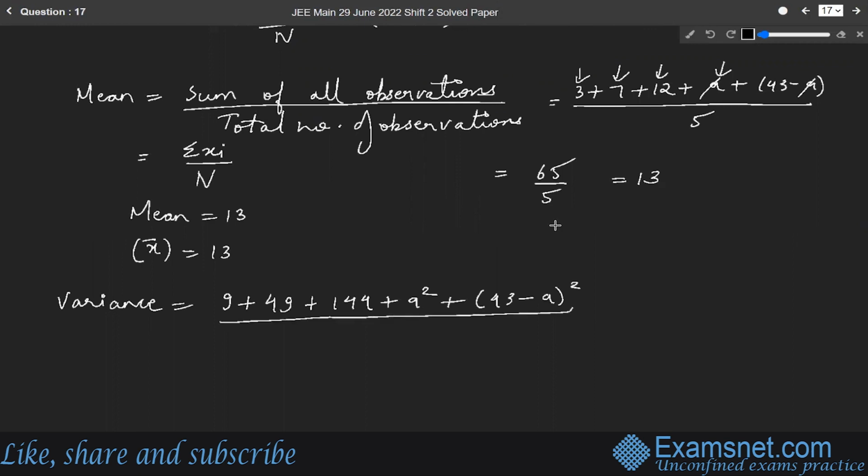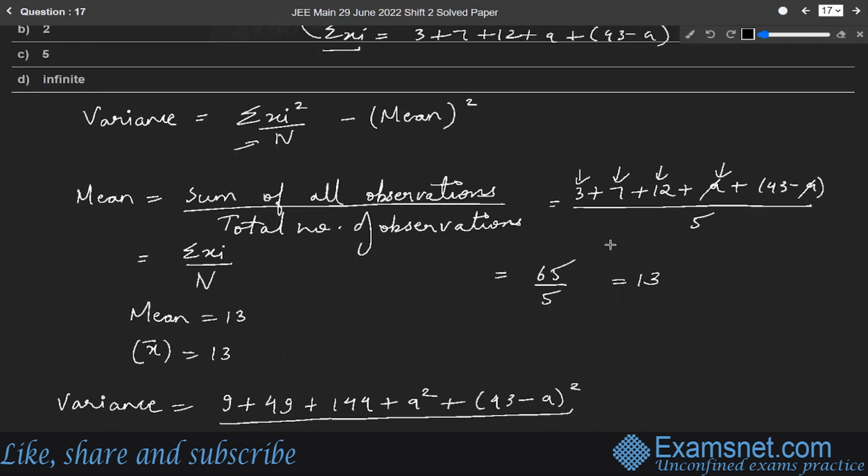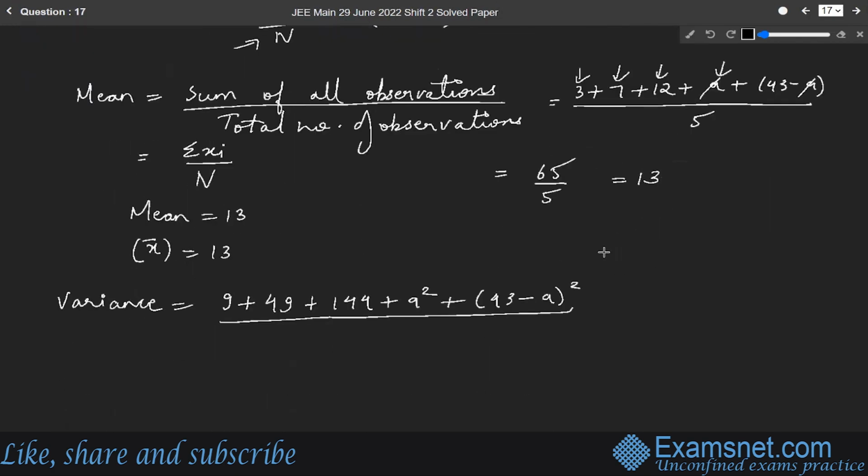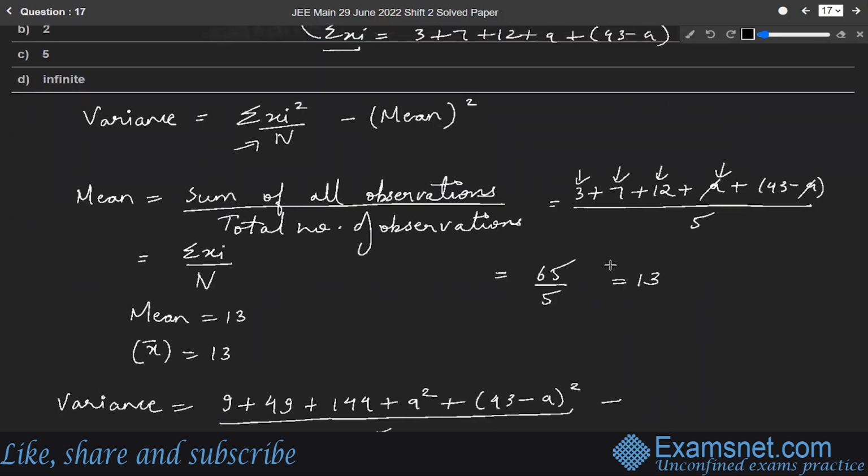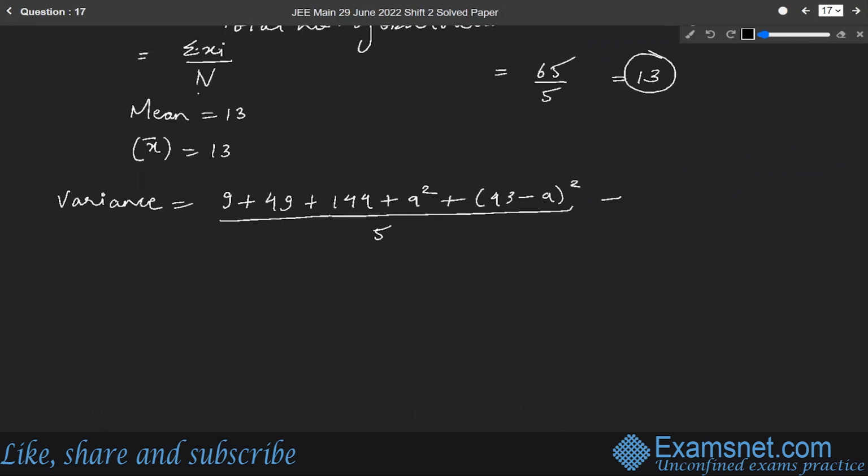Now, what is the formula? Divided by n. What is n? The total number of observations. We know that the total number of observations here is 5. Minus summation of xi upon n square, that is, minus mean square. The formula for variance is summation of xi square upon n minus mean square. And what is mean? Summation of xi upon n. The value of mean is 13. So minus 13 square. So we have minus 13 square.